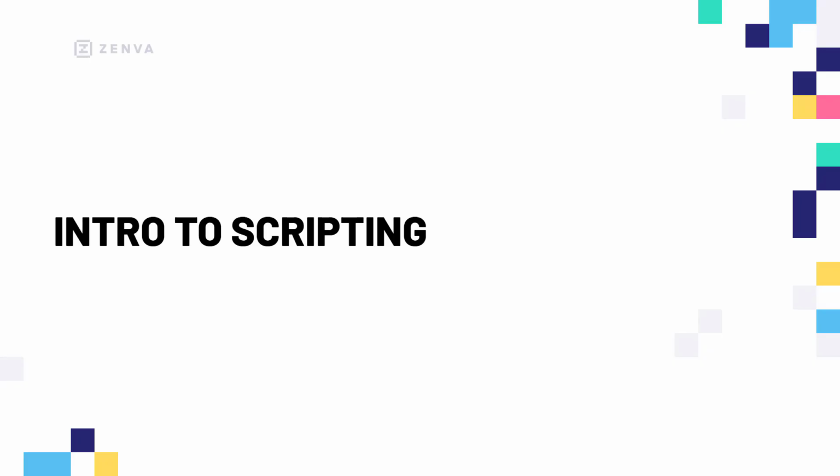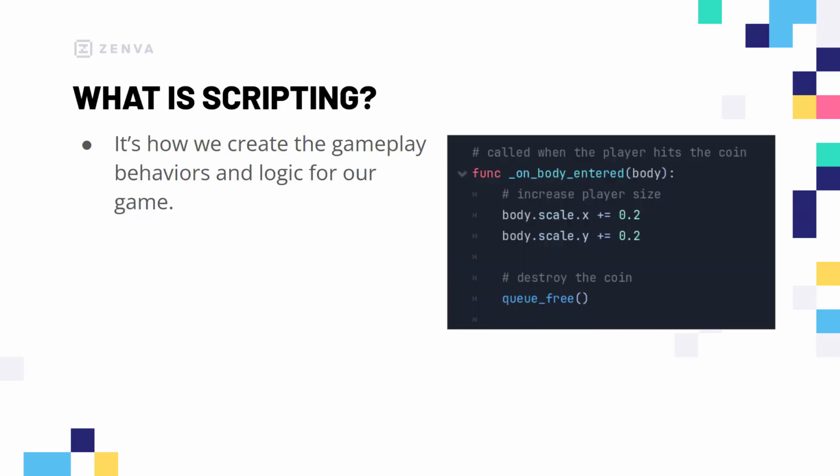Hey everyone, in this lesson we are going to have a look at scripting. We're going to explore what scripting is and how it can be used. So first of all, what is scripting? Well, this is essentially code. If you've ever heard of people talking about coding or programming, writing down all this weird cryptic text and then running it to do something, that is essentially scripting, okay? It is how we create the gameplay behaviors and logic for our games.